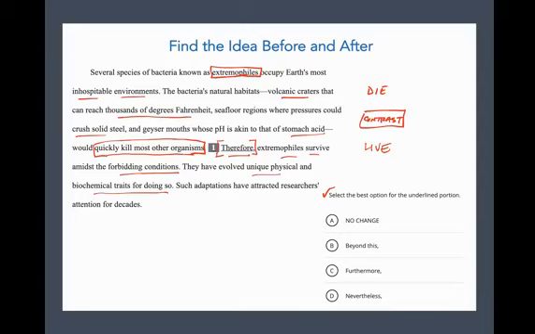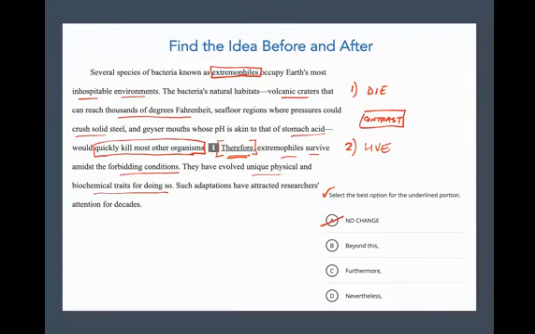Let's go to the choices. I want to contrast idea 1 with idea number 2. Okay. Therefore represents a cause and effect. Therefore would say that those bad environments that kill most other organisms, those are the reason or the cause of why extremophiles survive. That's not true. We don't want A.